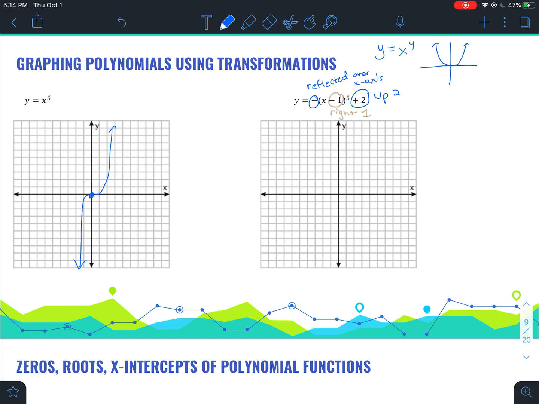So if I wanted to graph it, I'm going to take that parent function, and I'm going to move it up 2 and to the right 1. So that would be the new center. And then it's a reflection from up to down. So instead of falling and then rising for the end behavior, it's going to rise and then fall, and it's going to just be flatter there. And it's going to look like that. And so you can graph any of the polynomial functions by first figuring out what the parent function looks like, and then using the transformations to graph it.